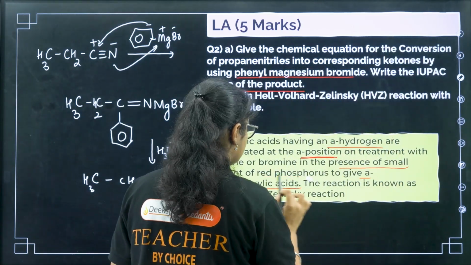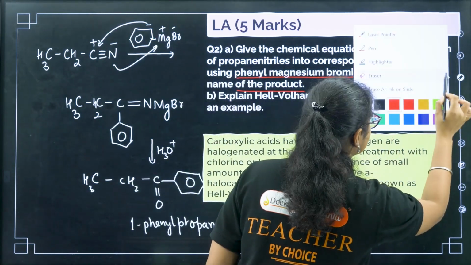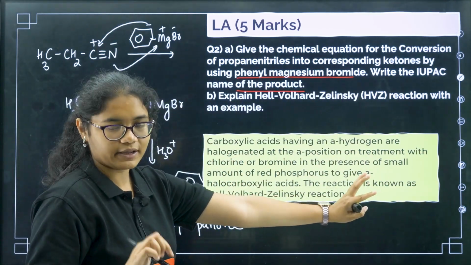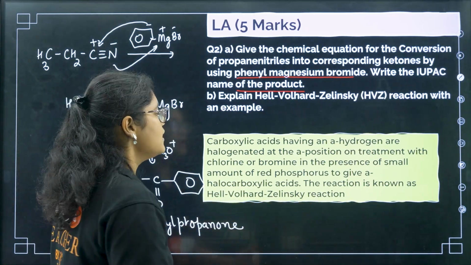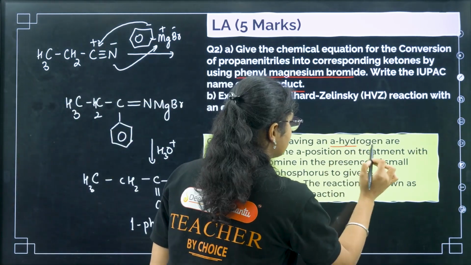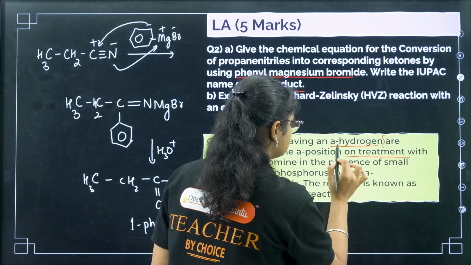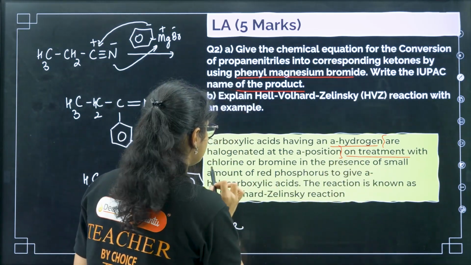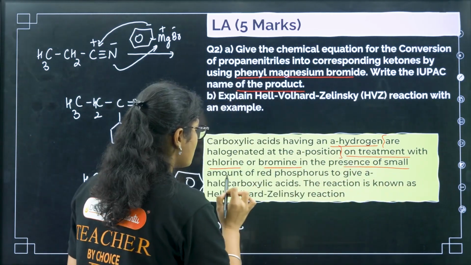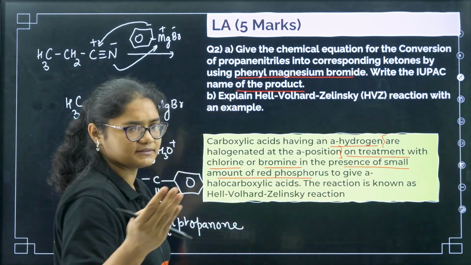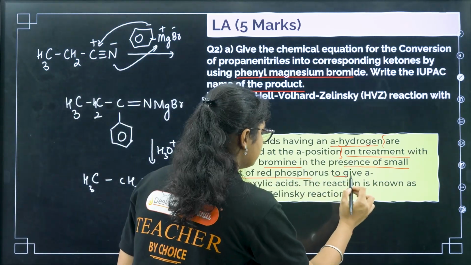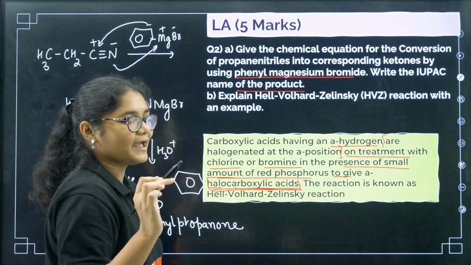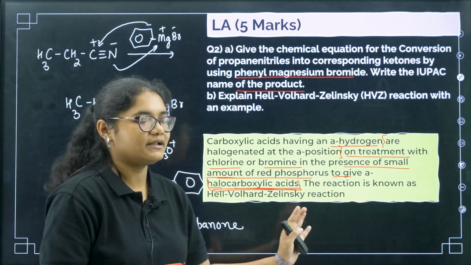See how to write this definition. It looks a little complex, right? I'll tell you how you can write it. Simplify. See, carboxylic acids having alpha hydrogen, on treatment, you can leave this part. Carboxylic acid having alpha hydrogen on treatment with chlorine or bromine in the presence of small amount of red phosphorus. So you can just write down in the presence of red phosphorus gives alpha halocarboxylic acid. This term is very important to use, that is alpha halocarboxylic acid. This reaction is called HVZ reaction.